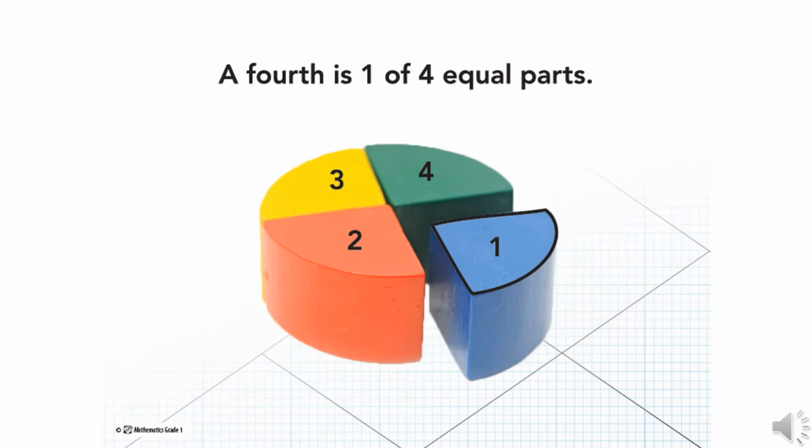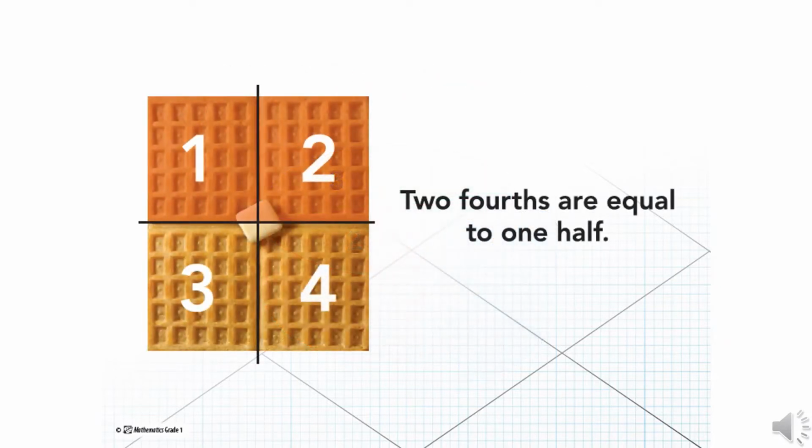A fourth is one of 4 equal parts. So this blue section is one of the 4 equal parts, so it's 1/4. And we learned that 2/4 are equal to 1/2. It's the same thing. You can see that the 2 orange pieces of waffle are 2/4, but it's actually the same thing as 1/2, because the orange part is 1/2 and the yellow part is 1/2.